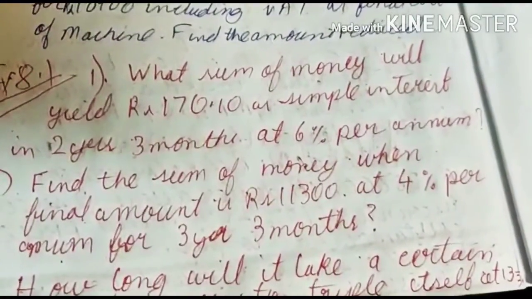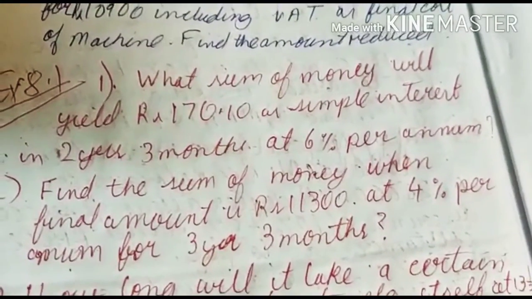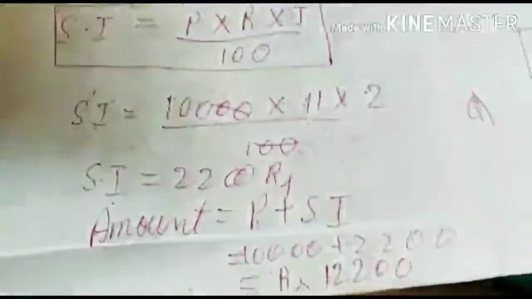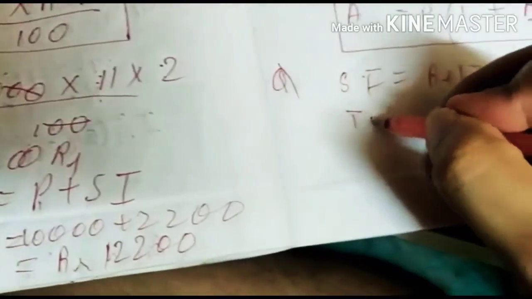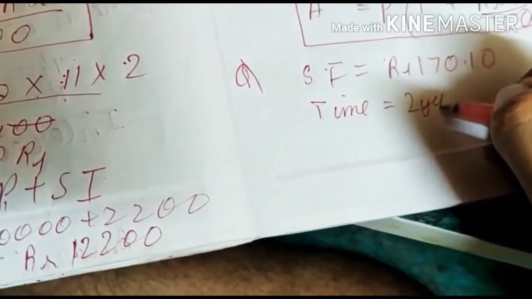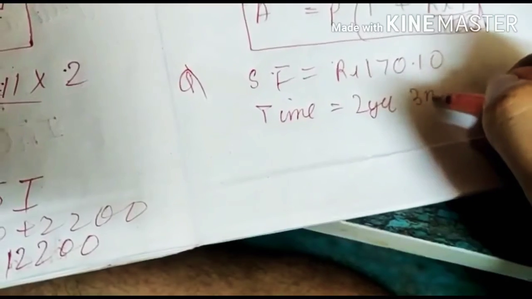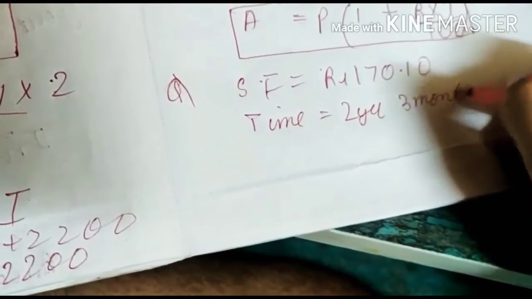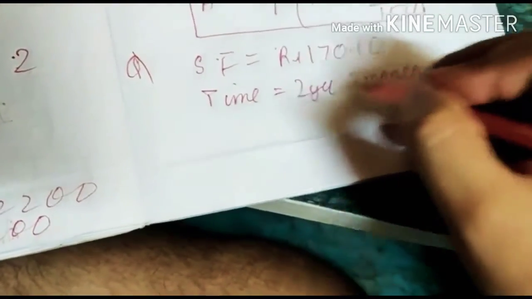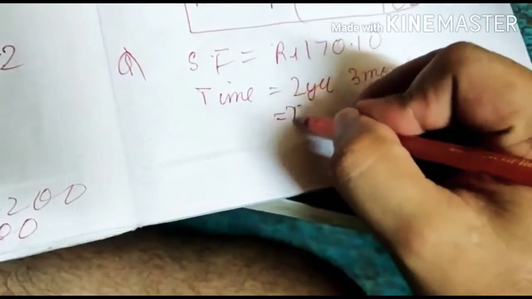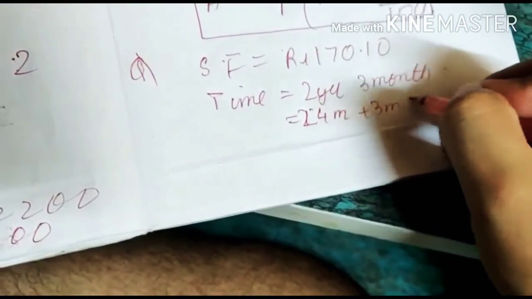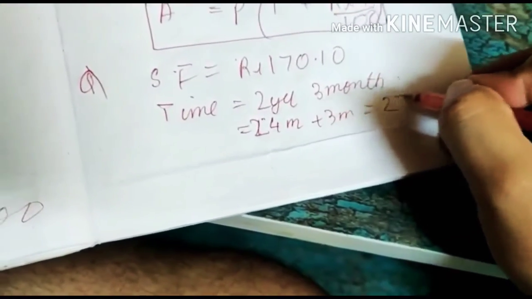Okay, 170.10 as simple interest. Time is given as 2 years 3 months. Rate is given as 6%. We always need the time in years. So 2 years is 24 months plus 3 months, that is 27 months.